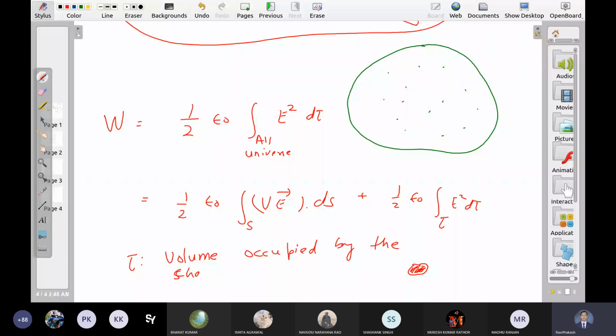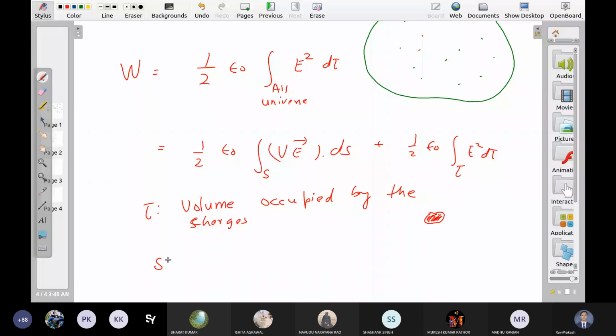What is S? Surface enclosing the charges. Okay, let me make it clear now. Do this problem and everything will be clear.